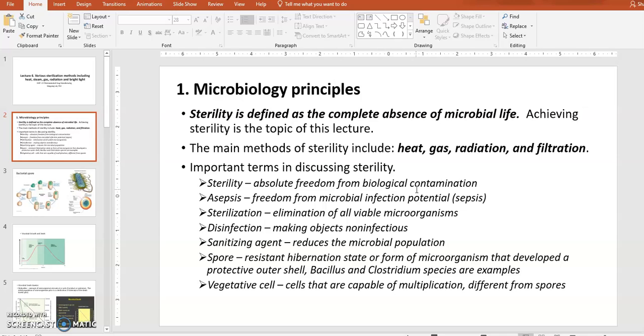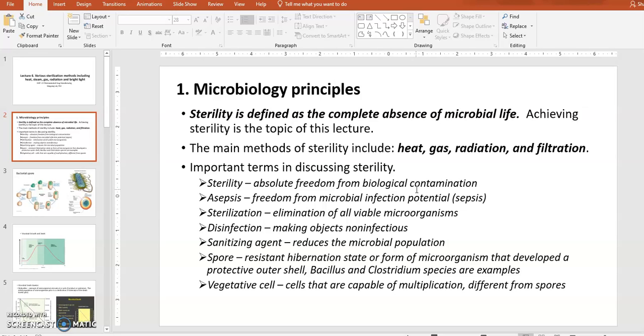If we want to sterilize, we need to know what we are dealing with, right? Sterility is defined as the complete absence of microbial life. Microbials are mostly the enemies we need to kill. So achieving sterility is the topic of this lecture, as you know. Then how do you kill those microbials?